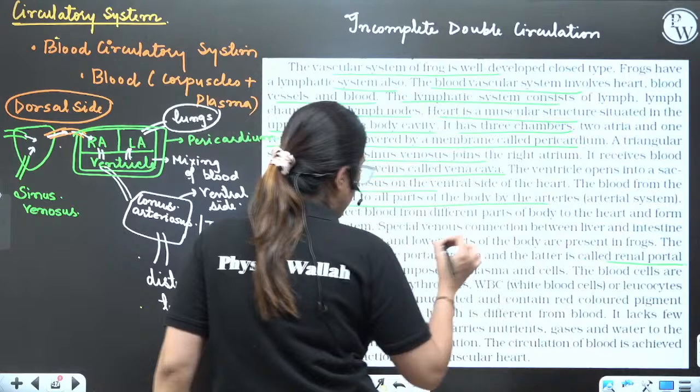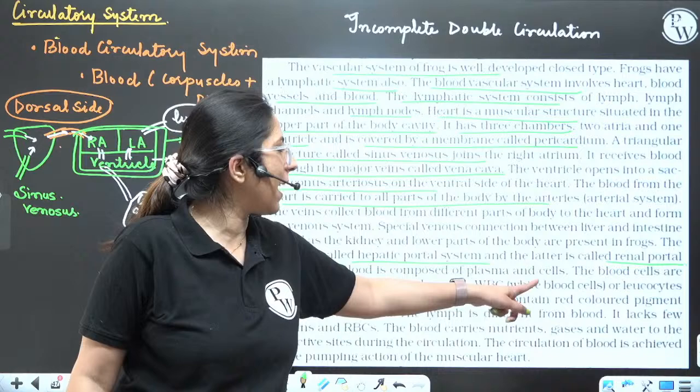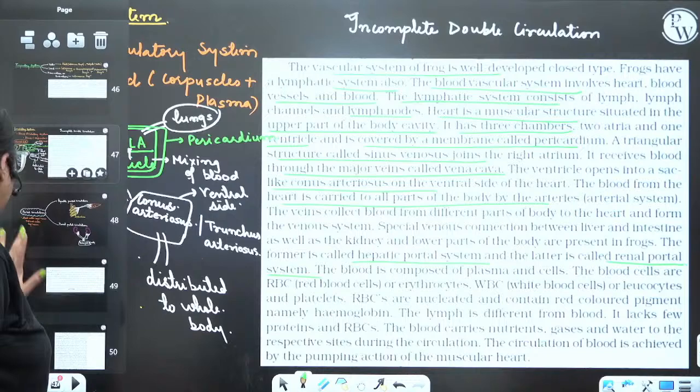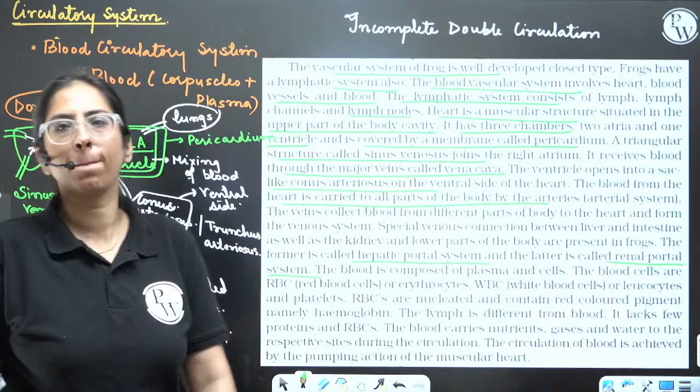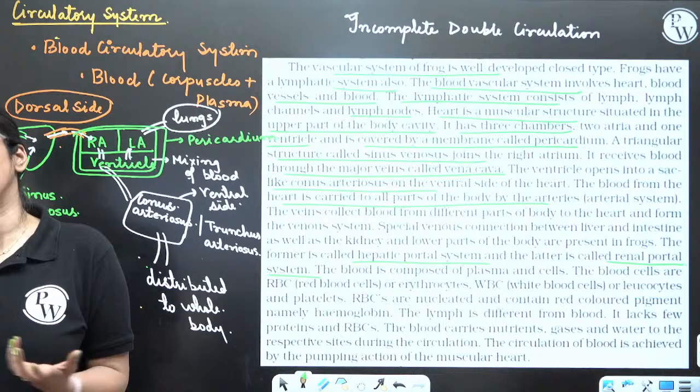Blood is composed of plasma and cells. Blood cells are RBC, erythrocytes. Everything is mentioned here, just like that of human. We have a pigment, hemoglobin; they also have hemoglobin. We have WBC, they have WBC. Buddies, clear everyone?